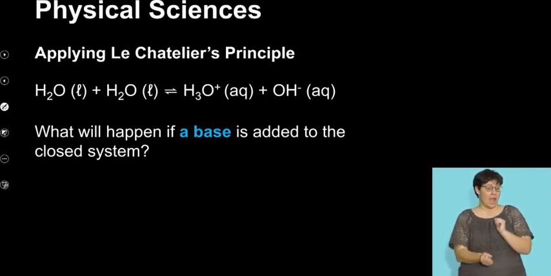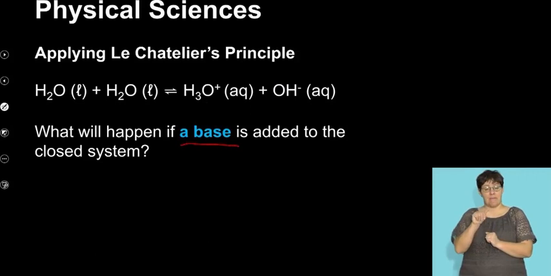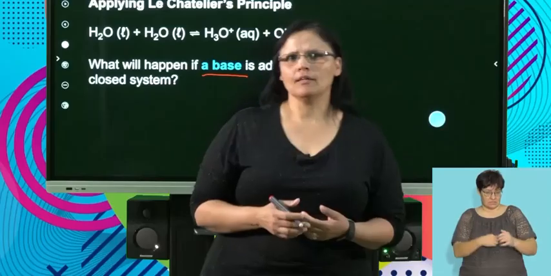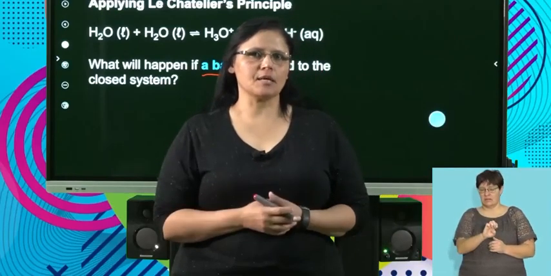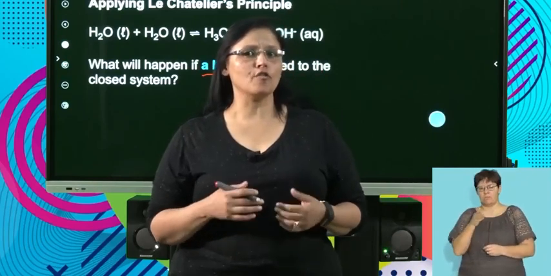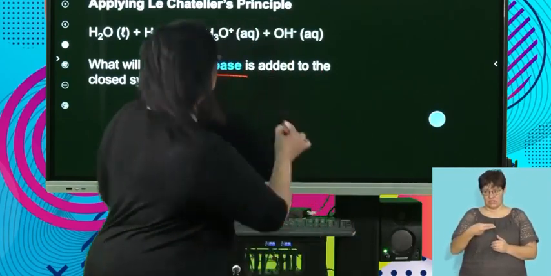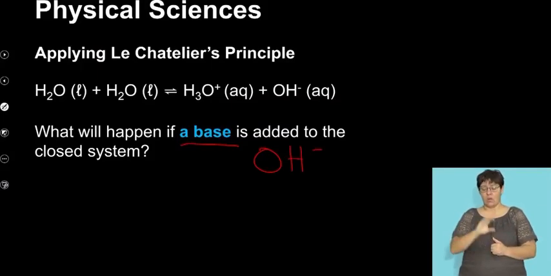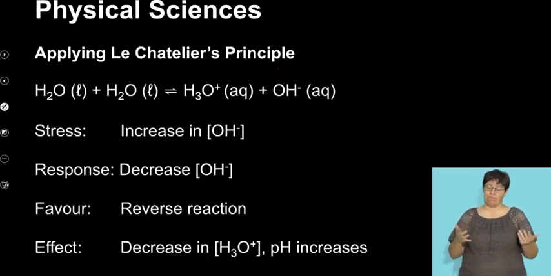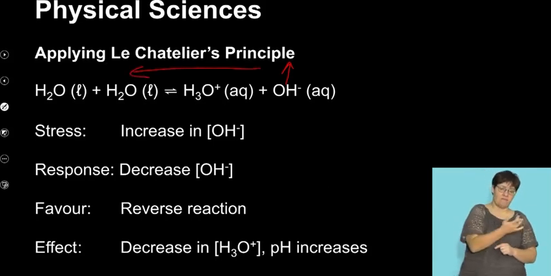So what will happen if a base is added to the closed system? We know that something is a base because of the presence of more hydroxide ions in solution. So our stress or our disturbance here will be that there will suddenly be more hydroxide ions in the solution. According to Le Chatelier, if we have a high concentration of hydroxide ions in the solution, it will basically mean that the reverse reaction will be favored.